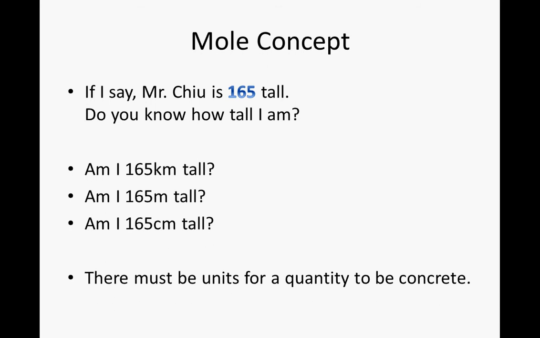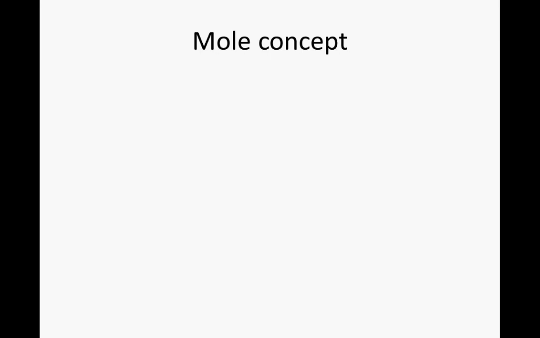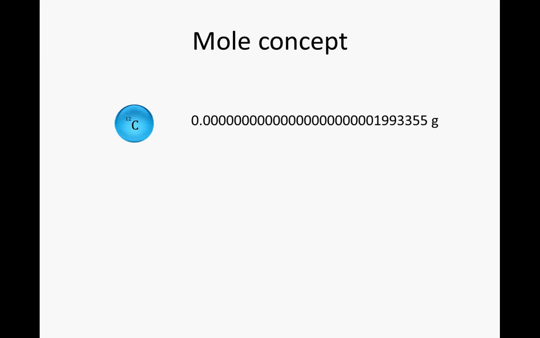However, just now we said that formula mass and relative atomic mass both do not have units. So how can we make them meaningful? Then it comes to the mole concept. Suppose we really look at one single carbon atom. For this atom, scientists found out that the mass of it is 0.000000001993355 gram.